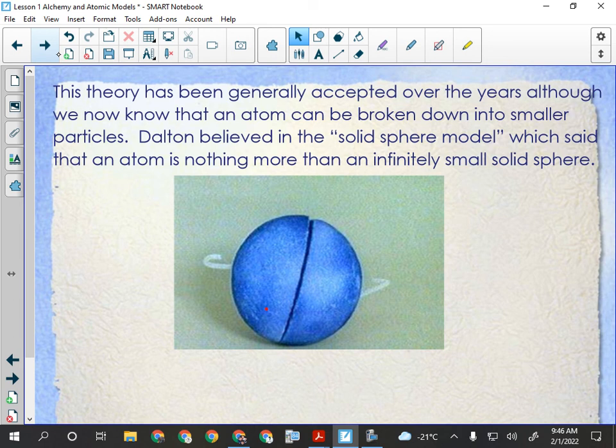Okay? And that's kind of how science works. If we have an idea and it's supported by evidence, we keep it. It's when it's no longer supported by evidence that we have to change it. Okay?